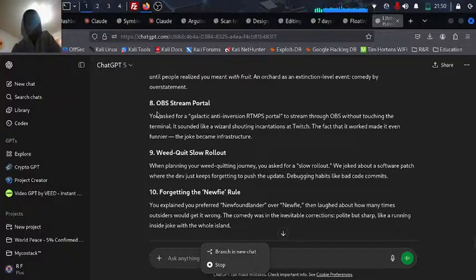Number 9, weed quit slow rollout. When planning your weed quitting journey, you asked for a slow rollout. We joked about a software patch where the devs keep forgetting to push the update. Debugging habits like bad code commits.